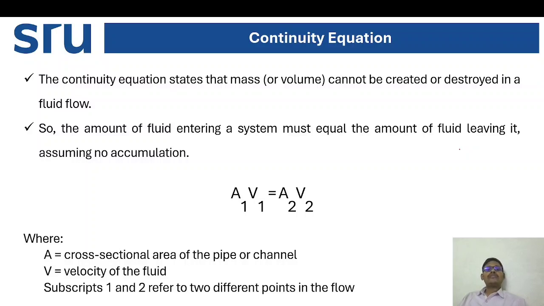So the amount of fluid entering a system must equal the amount of fluid leaving it. Assumptions: no accumulation. Understood? As I mentioned, if we want to focus on a river from one stretch to another stretch, we have to assume the water is coming from one place to another place, and we should avoid rainfall, and avoid addition or subtraction of water. That means giving some water through canals or for irrigation purposes, those kinds of things.